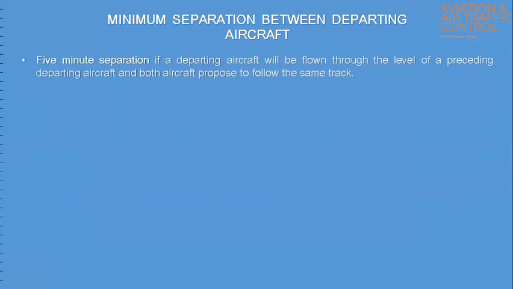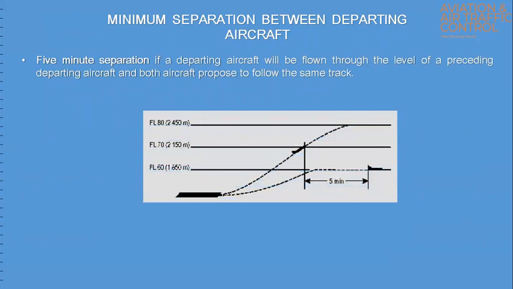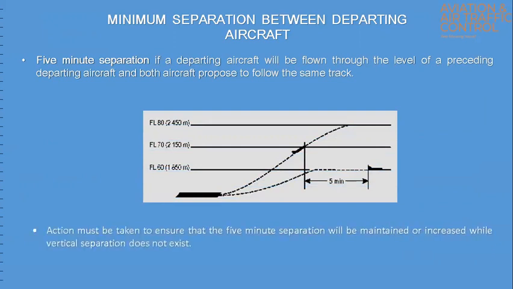5-minute separation. In this case, if a departing aircraft will climb through the level of a preceding departing aircraft and both aircraft are proposed to follow the same track, then 5-minute separation is required. So the first aircraft has taken off and the second aircraft will take off at 5 minutes or later, to ensure that this 5-minute minimum will not be infringed, and the second aircraft will climb through the level of the first aircraft.